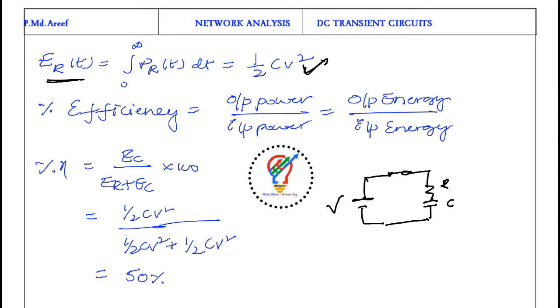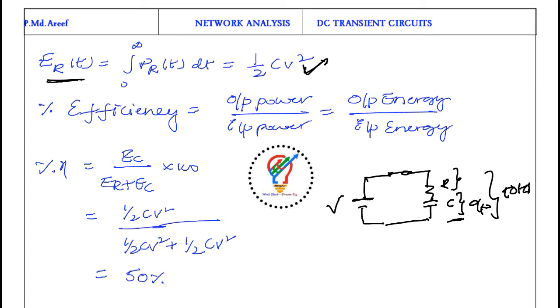The efficiency is nothing but output power by input power. So we are going to check the output power across the capacitor. So this is total power. Input power is the energy given to the resistor and capacitor. Output is only for the capacitor. So output power by input power, output energy by input energy.